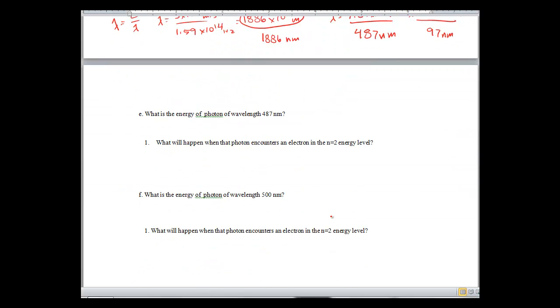Here's more practice. What's the energy of a photon of wavelength 487 nanometers? Since it's wavelength, we're going to use h times c over lambda. So that's going to be 4.14 times 10 to the negative 15th electron volt seconds times 3 times 10 to the 8th meters per second divided by 487 nanometers, or 487 times 10 to the negative 9th meters. It needs to be in meters because we need our units to line up. Put all that in and we get 2.55 electron volts.